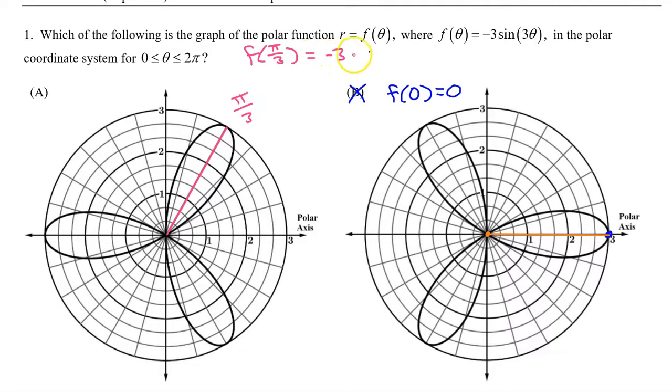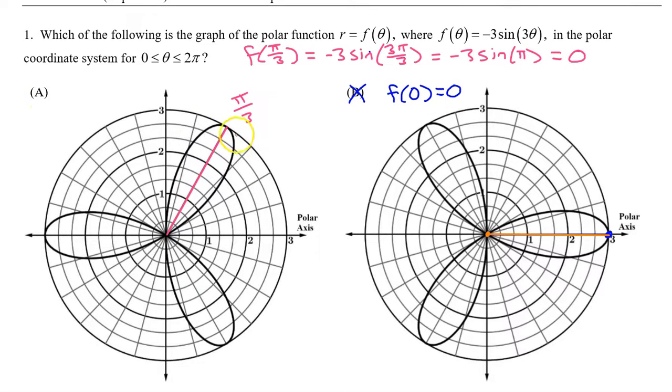So we have -3 sine, and 3 times pi over 3 is 3 pi over 3, which is pi. So we have -3 sine pi. Sine is the y value on the unit circle, and the y value at pi is 0. So the sine of pi is 0. -3 times 0 is 0. We can eliminate any option that has an r value other than 0 at pi over 3.